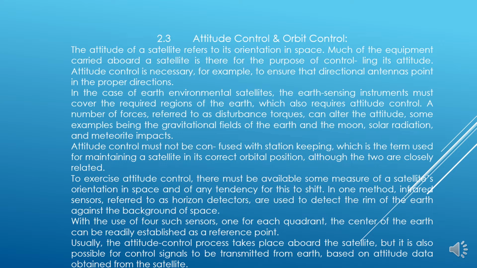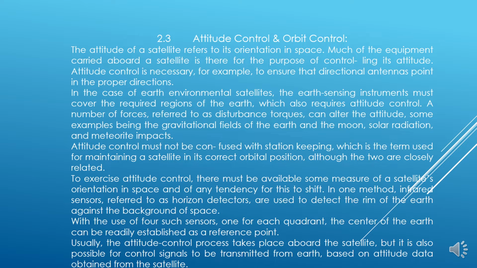Attitude control must not be confused with station keeping, which is the term used for maintaining a satellite in its correct orbital position. Although the two are closely related, to exercise attitude control, there must be available some measure of the satellite's orientation in space, and of any tendency for this to shift. In one method, infrared sensors referred to as horizon detectors are used to detect the rim of the Earth against the background of space. With the use of four such sensors, one for each quadrant, the center of the Earth can be readily established as a reference point.